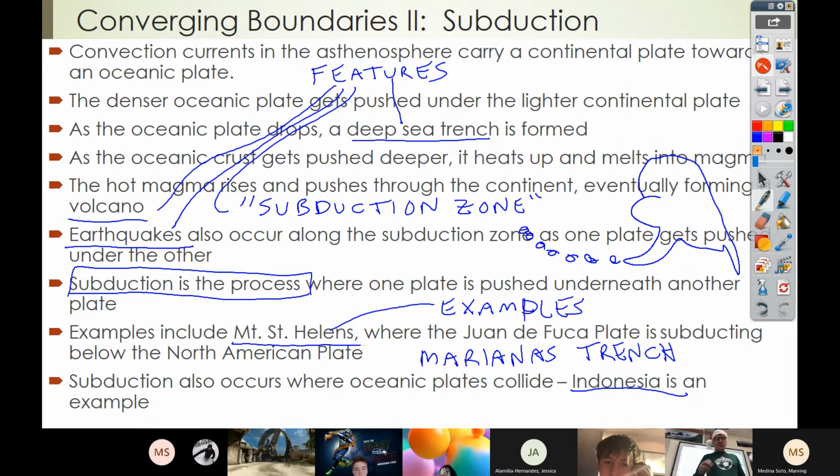All right. So you needed to write down, it looks like 4 features, a couple of examples, and the name of the process, subduction. Did you have a question? Okay. So write down the features, the process, the examples. And then give me a thumbs up.